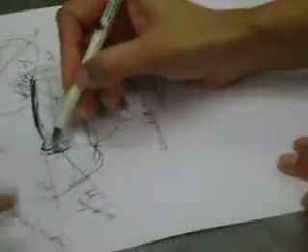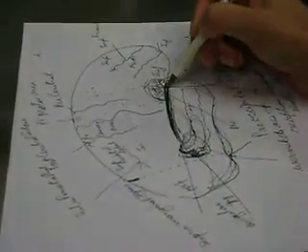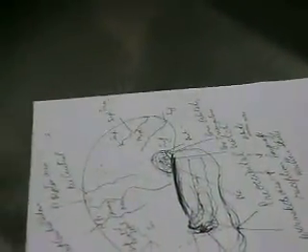Okay, and this part of the superior temporal gyrus, this whole thing is the Wernicke's area, and this is the Broca's motor speech area. Okay.